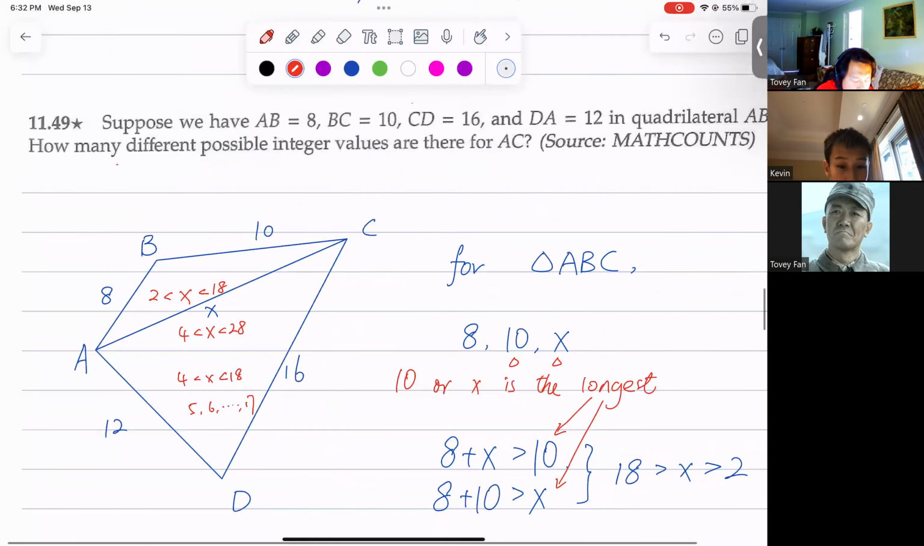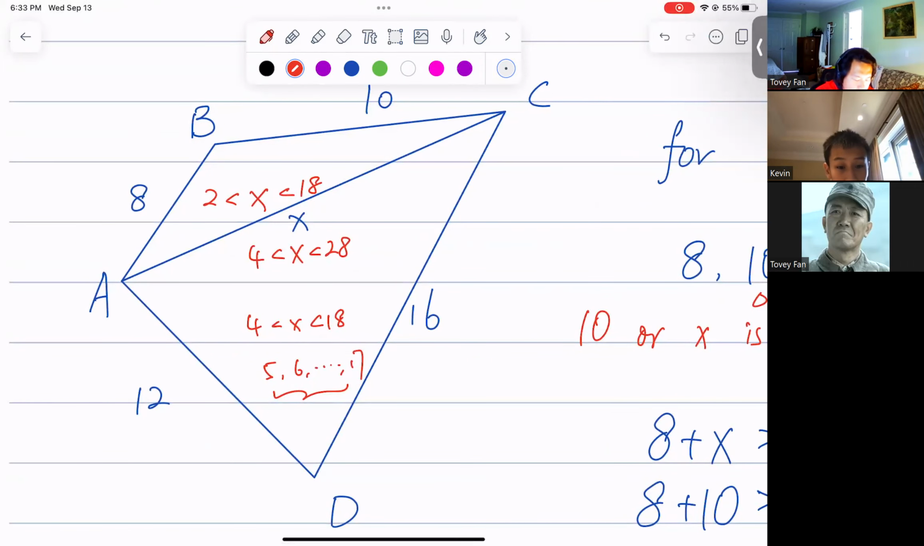The question is asking how many different possible integer values. So that means you have to count the number of numbers here, right? These, how many are they? From 5 to 17. How many are they? What do you think? 13. Yeah, good. So the answer is 13, right? Okay. Triangle inequality, all right?